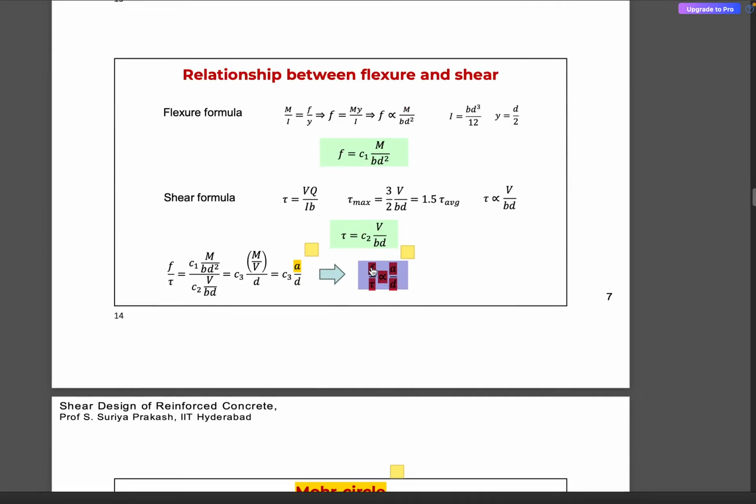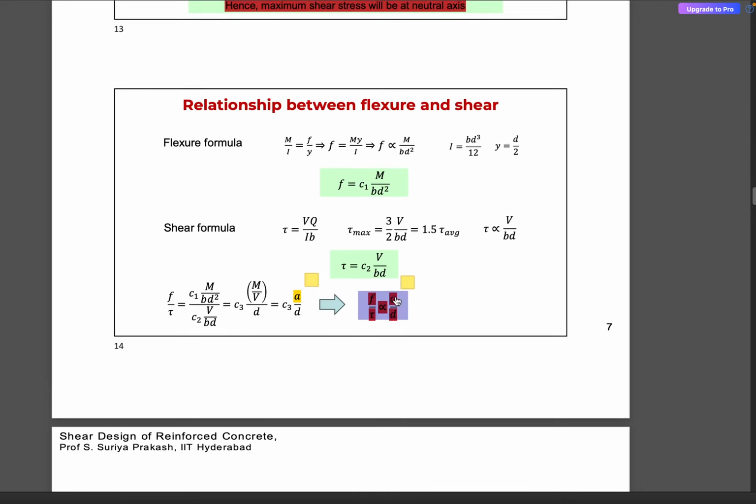If you can see here, the failure shear stress tau is proportional to a by d. As we saw in the lecture, as the value of a increases, your flexural stresses become more prominent. However, if the value of d increases, if it becomes a deep beam, then the value of a by d is going to reduce, and the value of tau is going to increase.